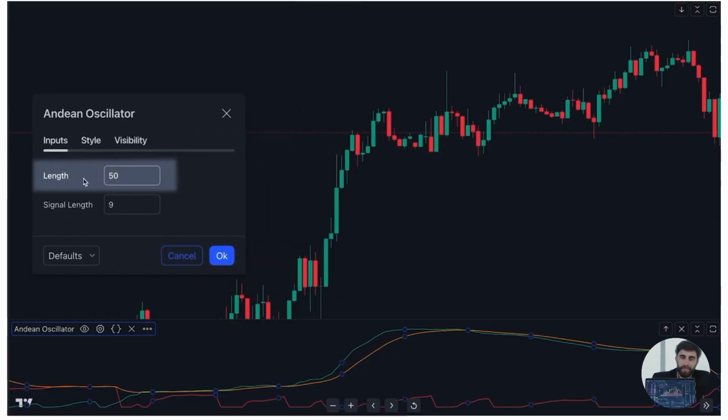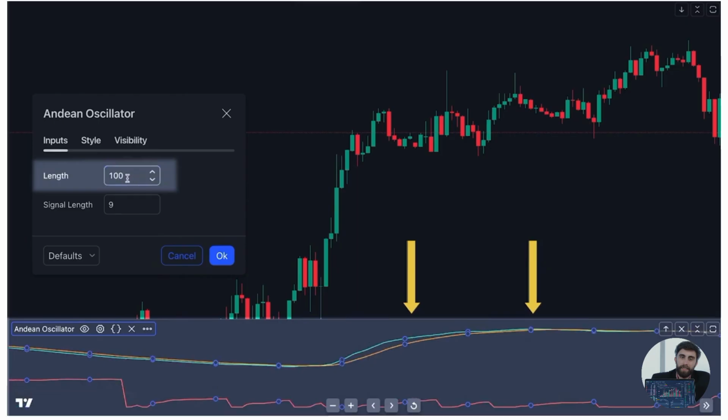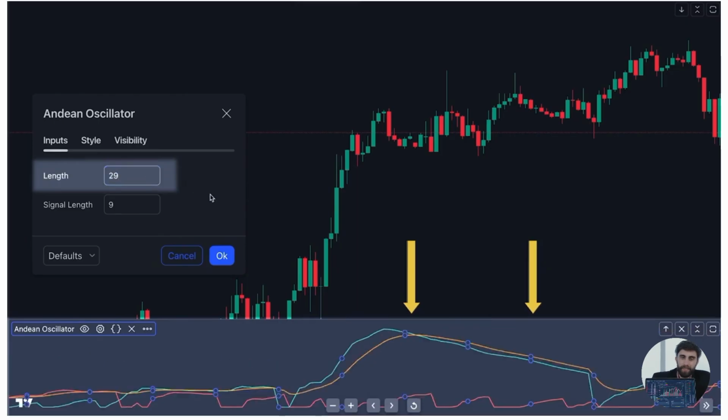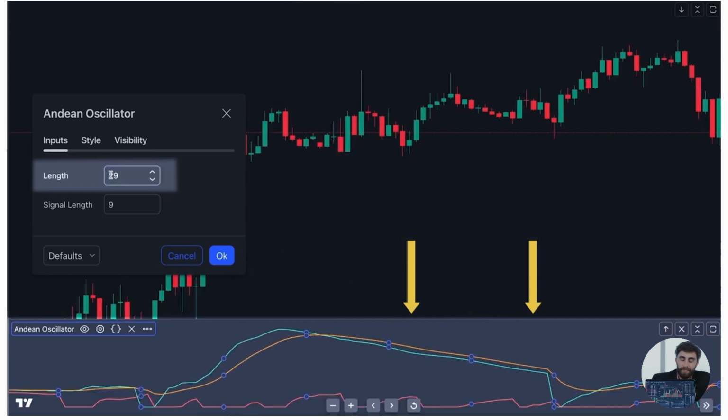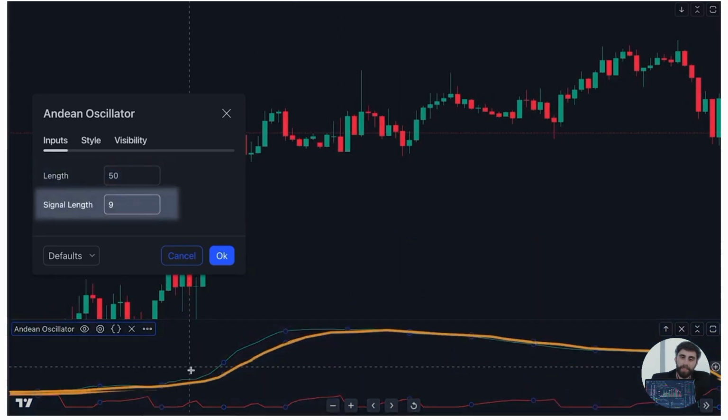The length option controls the significance of the trends that are being detected. Increasing this value will provide longer-term trends, and decreasing will provide shorter-term trends. Since we will be using the indicator for scalping short moves, we will keep it on its default of 50. Next is the signal length, which is this line. This is just a moving average and it will be used for entries and exits.